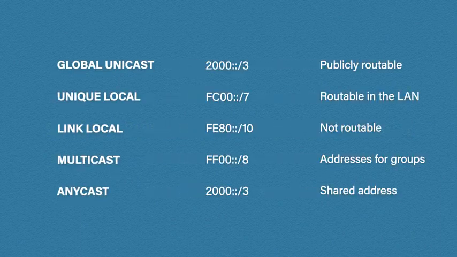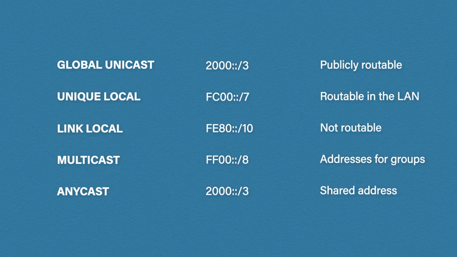Okay, so let's look at some other address types. We have global unicast, which we just looked at. This is a publicly routable address like the IPv4 public IPs. The prefix to identify these addresses is 2000::/3. This means the first 3 bits identify a global unicast address. It will start with either a 2 or a 3.